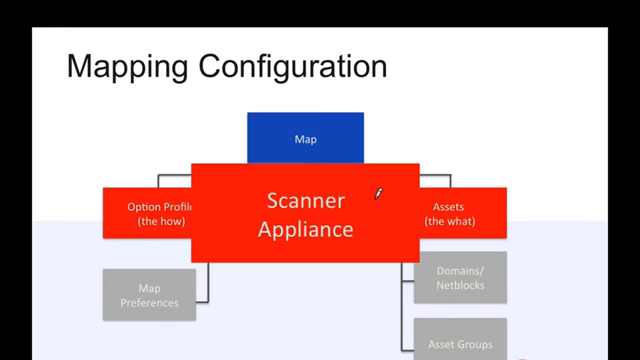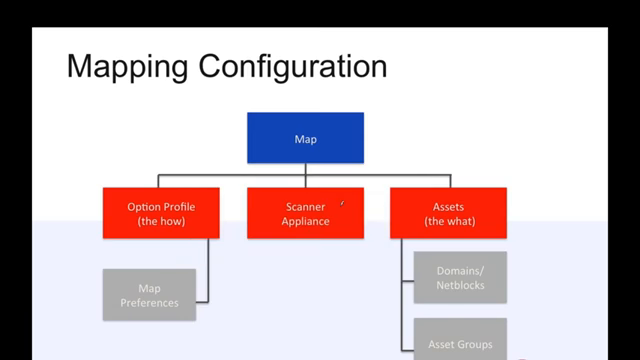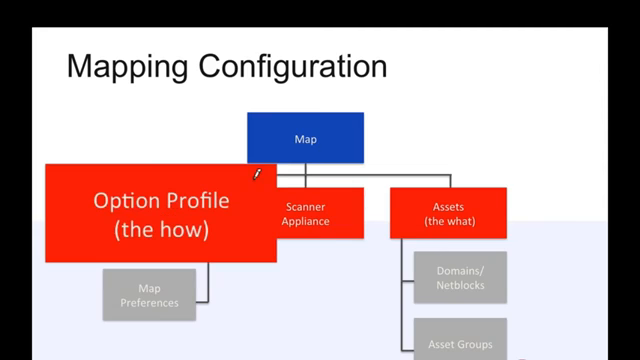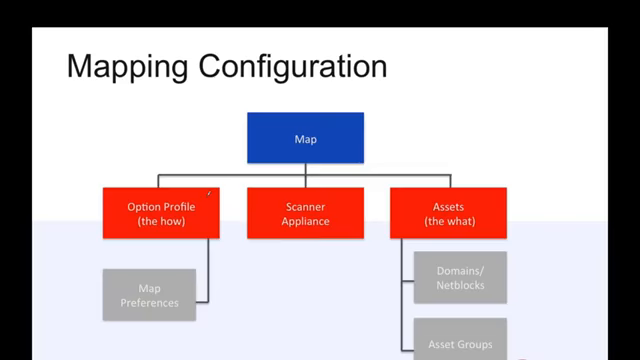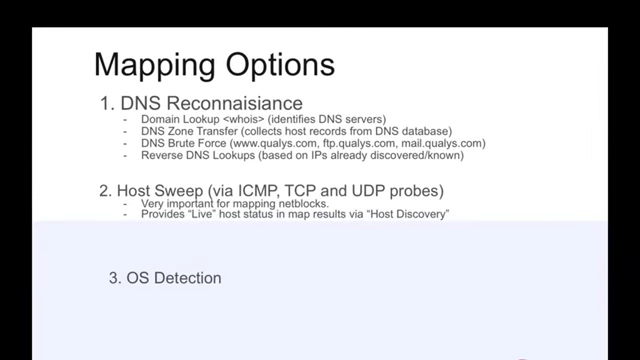Next is the scanner appliance, which of course is what you will use to run your map. And finally, the option profile, which defines how your map will run. By simply knowing your domain, an attacker might then try to see what other information he can glean about your network. Qualys tries to emulate similar activity in a non-intrusive way to provide visibility on what is being exposed in your netblock or domain. Here are the general steps on what happens when you run a map.